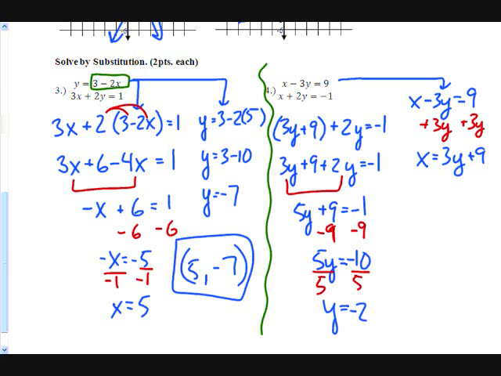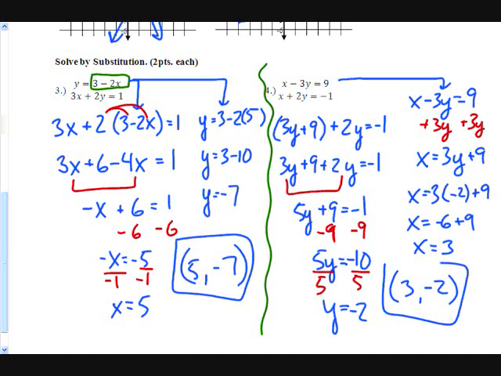But I'm not done yet. I still have to plug this back in and find x. So I go back over to this equation, x equals 3y plus 9, but instead of y, I plug in the negative 2. So that's negative 6 plus 9, so x equals 3. So the ordered pair is 3, negative 2. Solving by substitution. Okay?